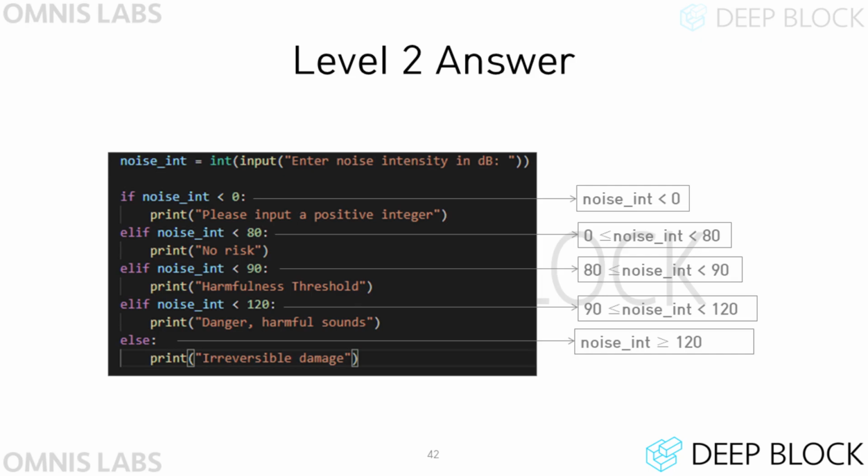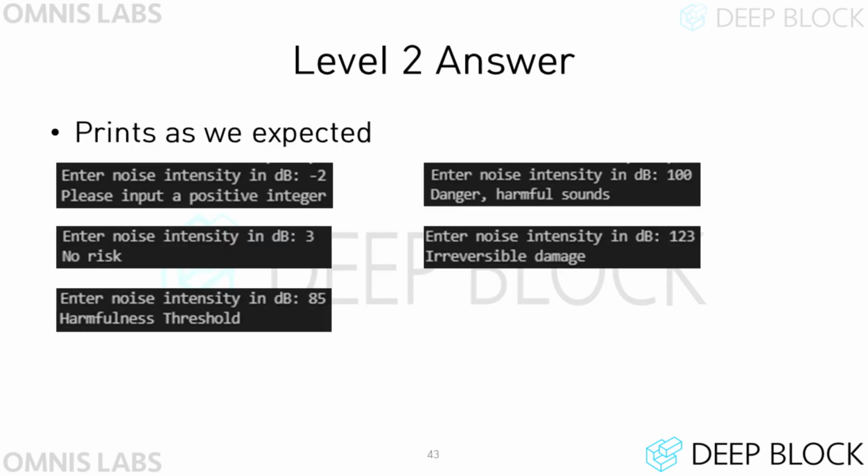And when the noise level is between 90 and 120, the code block below the last elif statement is executed, and "danger, harmful sounds" is printed. Else, the noise intensity exceeds 120, so we can print the string "irreversible damage." And if we enter various values as shown in the slide, we can confirm that the program works correctly.